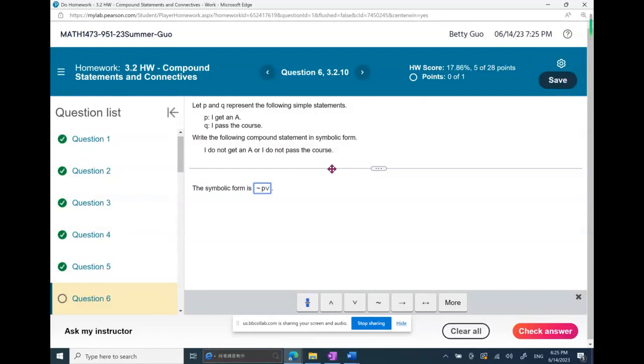I do not pass the course. I pass the course is Q. I do not pass the course is not Q. So this is a disjunction. Disjunction refers to an "or" statement. Disjunction has two components. In this case, the first component is not P. The second component is not Q.